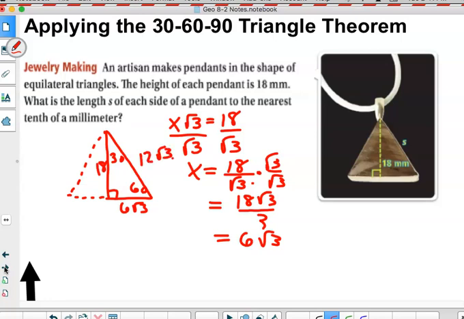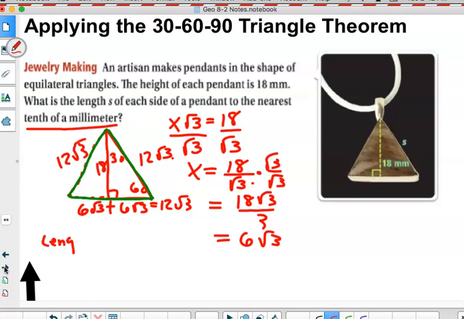Now let's see what they've got. The height of each pendant is 18 millimeters. What's the length S of each side of a pendant to the nearest tenth of a millimeter? Now, I found my answers, okay? And remember, this is the length of my sides. So they're asking me, what's the length of each side? And it's 12 square root of 3.